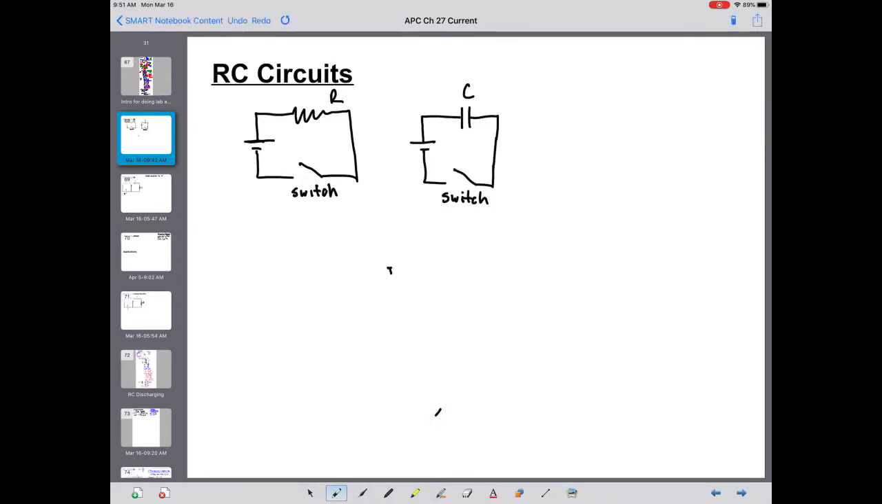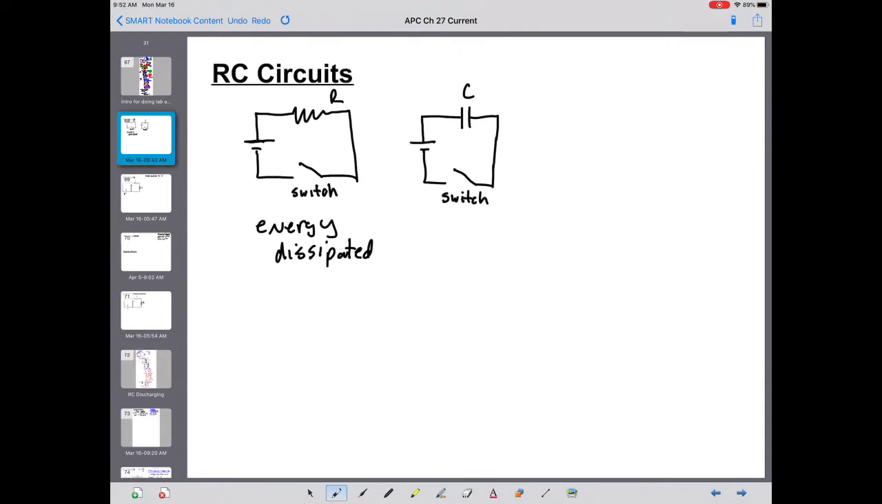energy, the voltage from the battery, the energy per charge, is being dissipated into heat, into light, converted into whatever that resistance is.